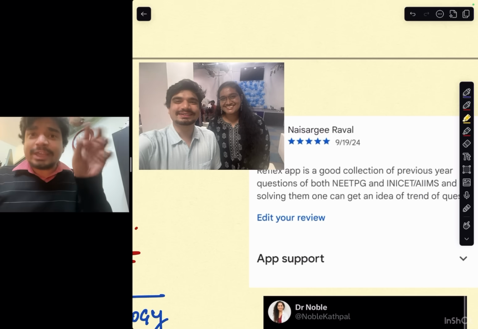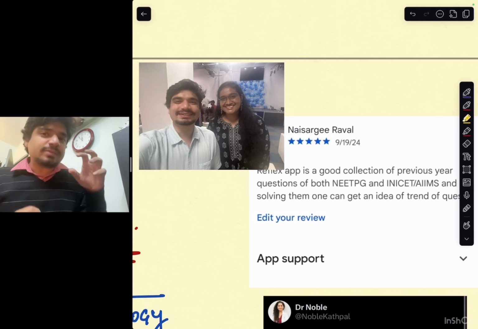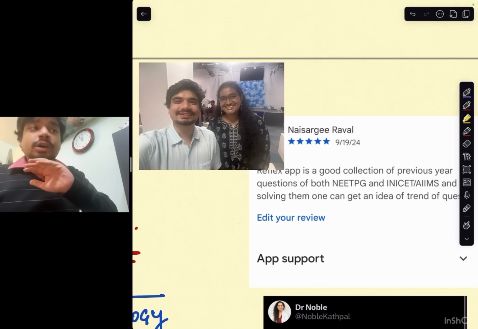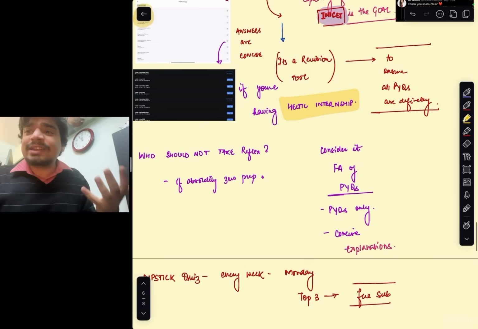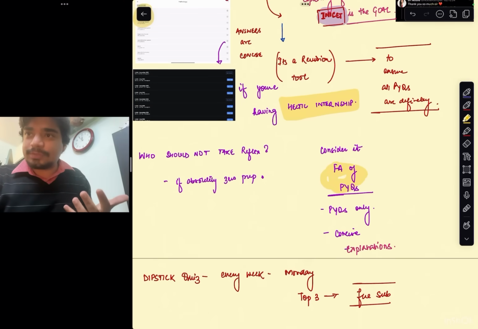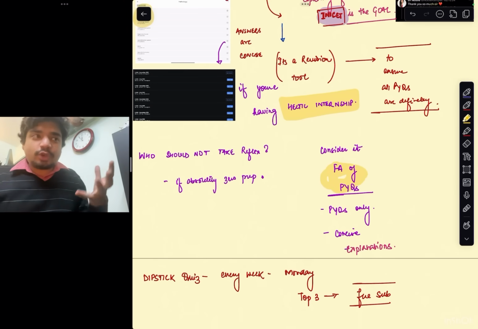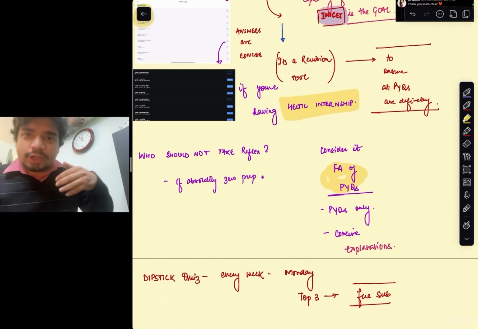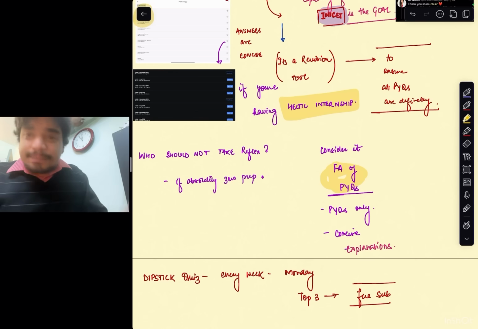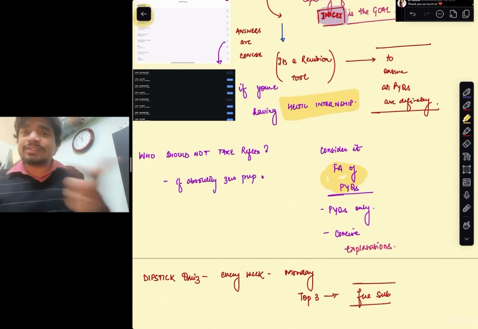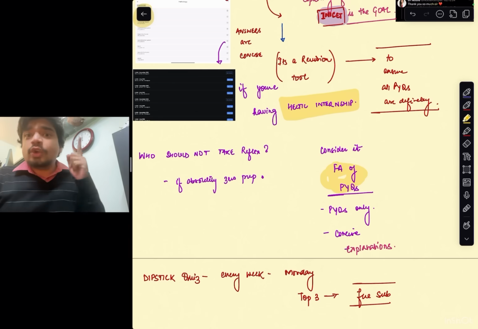It's a pure PYQ testing app. That's why the explanations are not huge. They're concise explanations. Consider it like the first aid of PYQs. Okay. It's a revision tool. So if you're done with your first read, or you're in the second half of your first read, then solving PYQs reflexively and doing them very fast again and again, that's why Reflex is going to help you.